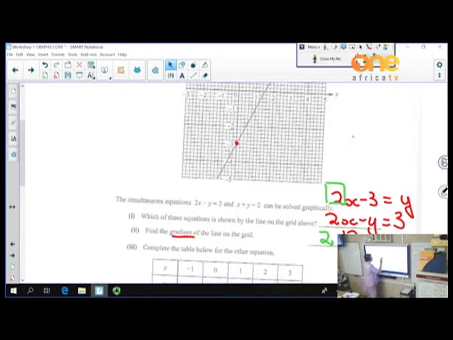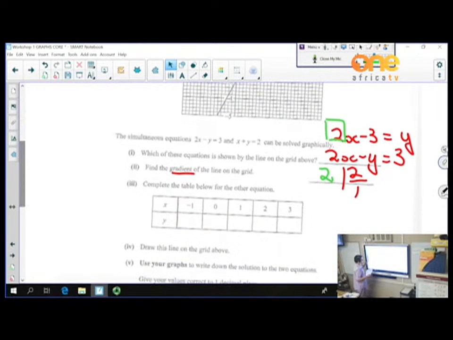Let's look on the graph. We said the gradient is delta y over delta x. So if I draw a little triangle here, we do it where we have nice points, not cutting in the middle of blocks, but on a nice position. Can you see that this delta y is 2 and delta x is 1. Rise over run, delta y over delta x. So this is my gradient there.